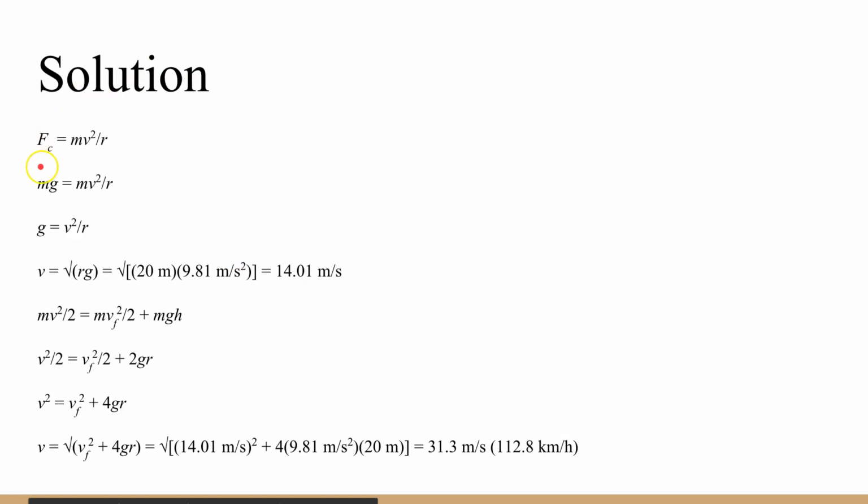So you have Fc equals mv squared over r. You replace Fc with mg because gravity will be the centripetal force in this situation. You solve for m and you'll see, you could have also said the acceleration due to gravity would also be the centripetal acceleration if you look at this equation. So g equals v squared over r. You multiply both sides by r and you get the square root of 20 meters times 9.81 meters per second squared, which equals 14.01 meters per second.